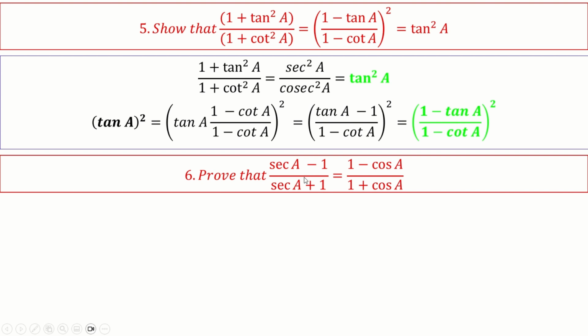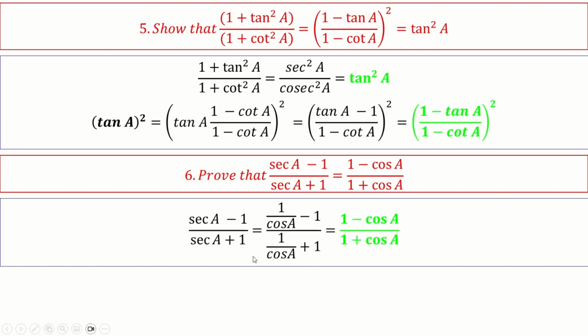Prove that (secant A minus 1) divided by (secant A plus 1) equals (1 minus cos A) divided by (1 plus cos A). This is a very straightforward question. Okay. Just write secant A as 1 by cos A, then you will get the values.